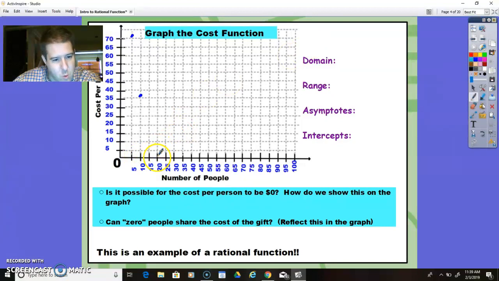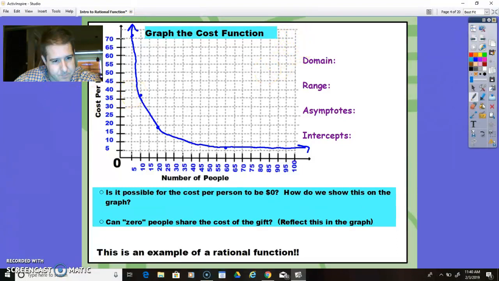$360 divided by 20: 5, 10, 15, 20. 5, 15, 18, if I'm not mistaken. 360 divided by 60 would be 6, and so forth. Now, there's a lot more points that you could include on this graph, but what you can see is the general trend of what's happening. So this is what a rational function looks like.